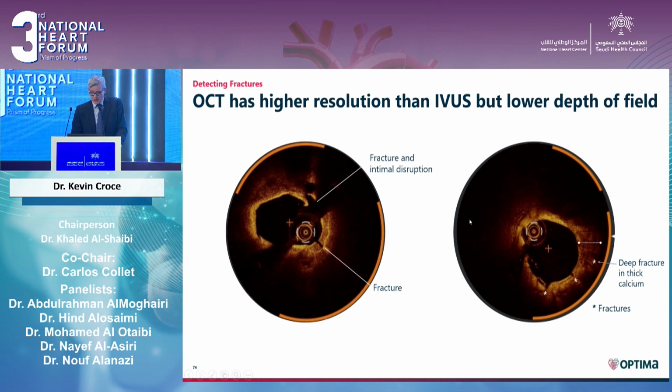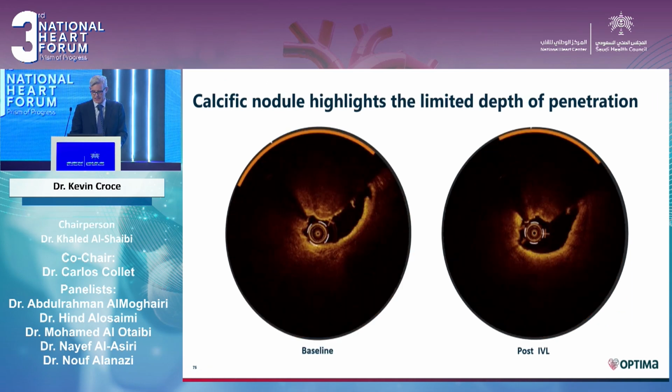You can see fracture and intimal disruption quite well. Fractures here, and oftentimes you can see fractures which go relatively deep into the calcium. However, because of the limited depth penetration of OCT, it can be hard to actually tell how deep those fractures are, and I'll show you some examples of that next. Calcific nodules in this example show really quite clearly the limited depth of penetration of OCT. In calcified nodules, we really have a hard time seeing behind the structure of these.